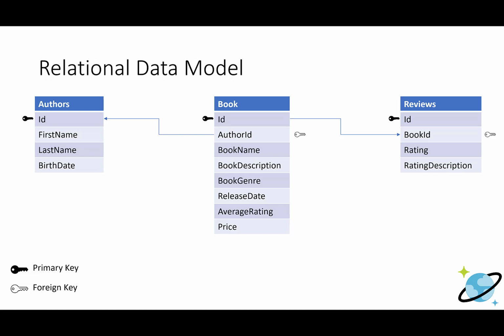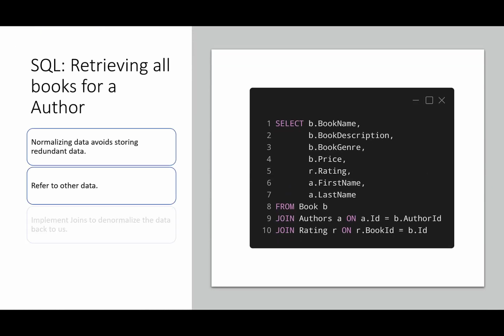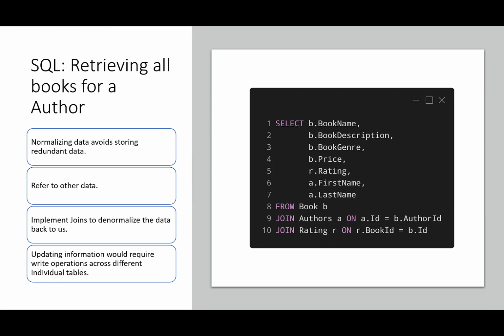So, for example, if we wanted to retrieve all the books that were written by a particular author, we would write a query something like this. Essentially, we would get a book for an associated author along with the ratings of the books that they've written, and we need to use joins to denormalize the data back to us whenever we want to see this type of information. And alternatively, updating all this information would require us to perform write operations across different individual tables.